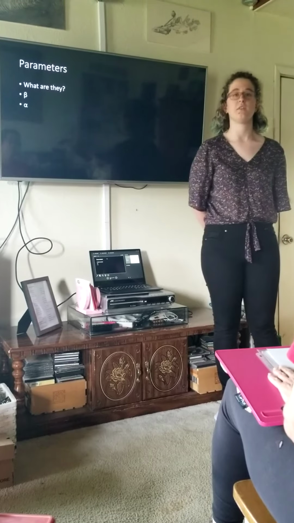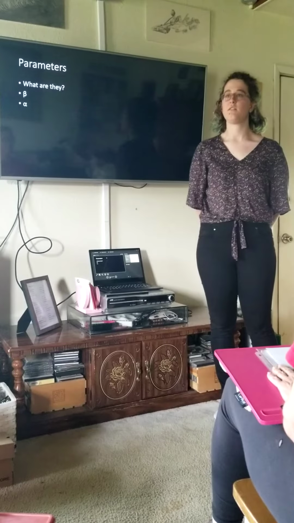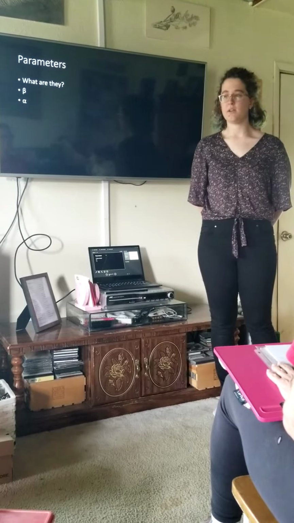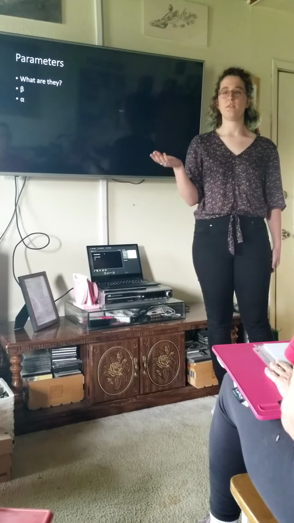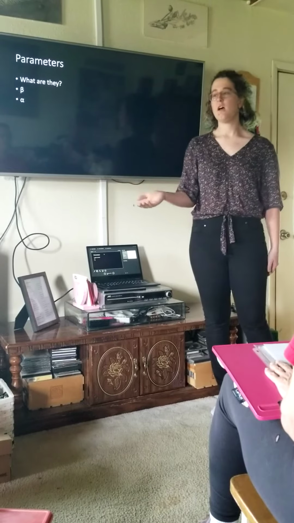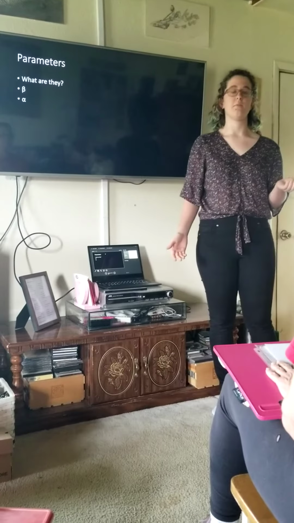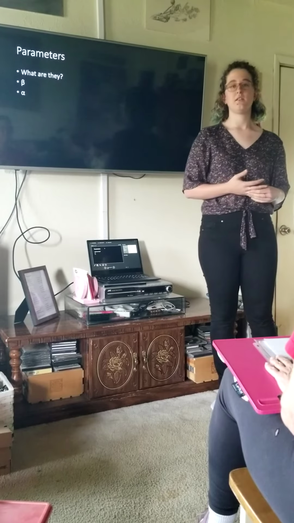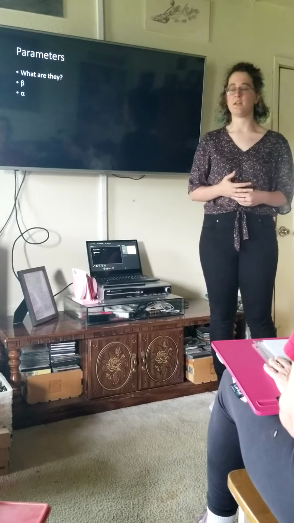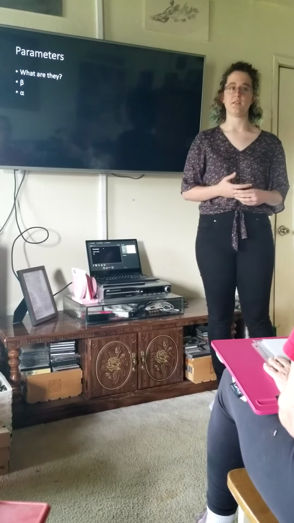Now, parameters are different from variables and constants. We can think of a constant, for example, gravity. Gravity is a constant, which is 9.8 meters per second squared. A variable changes over time. It's dependent on the time. A parameter does not change within the system, but it does change depending on the situation.